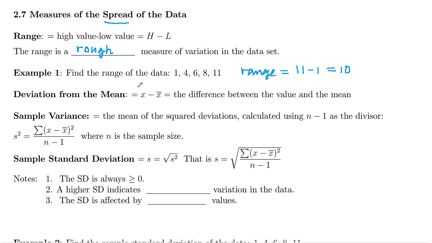Now we want to look at a better measure of variation in the data called the standard deviation. So first we define the deviation from the mean. The difference from the mean is just the data value x minus the sample mean x bar. Next we want to form something called the sample variance, which is the mean of the squared deviations. But you use n minus 1 in your divisor. So you don't divide by the number of values, but 1 less than the number of values, where n again is your sample size. And then your standard deviation is the square root of the variance.